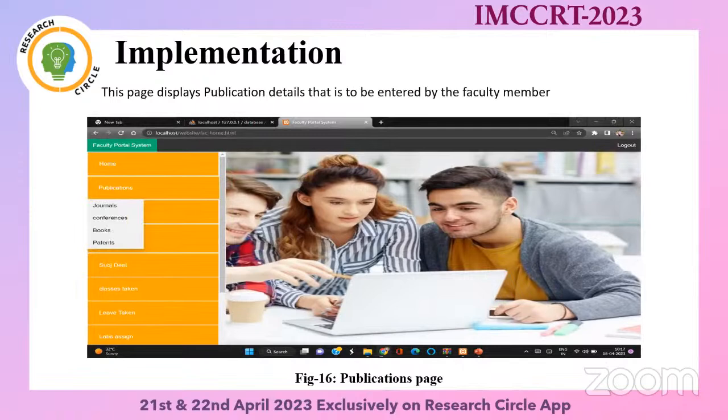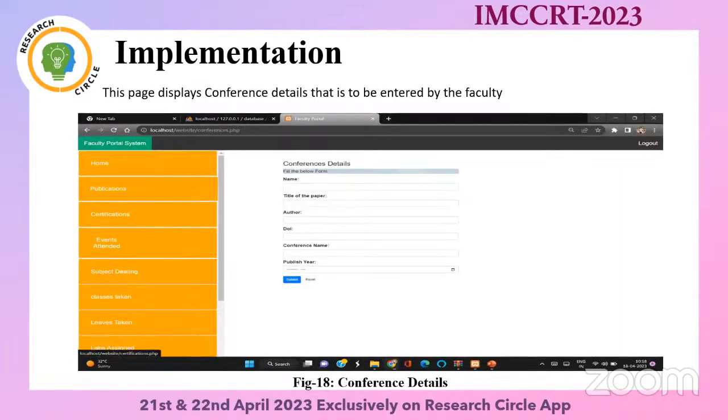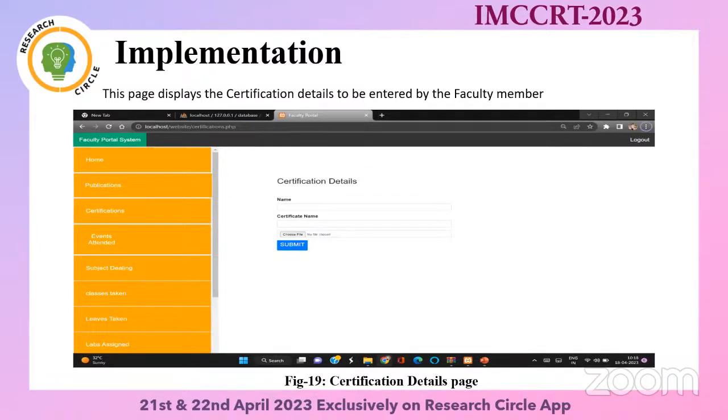These are the journals and conferences. This is the pop-up menu for publications: journals, conferences, books, patents, and conference details. You need to enter these details. The attributes are name, title of the paper, author, DOI number, conference name, published year. All these details will be entered. Certification name and certification file will be uploaded here. After submitting, it will be rendered here and displayed in the admin module.